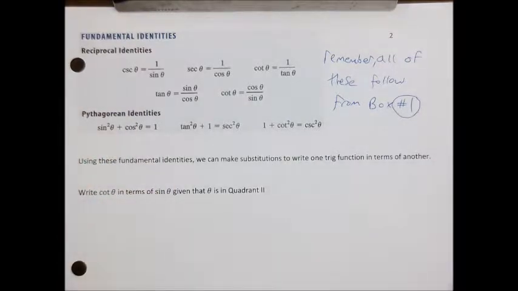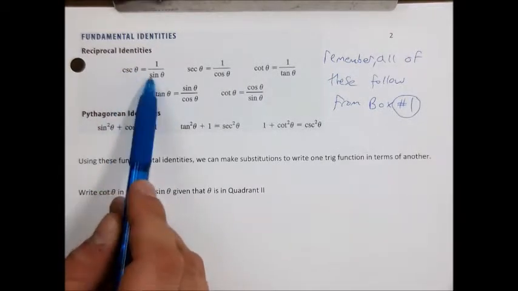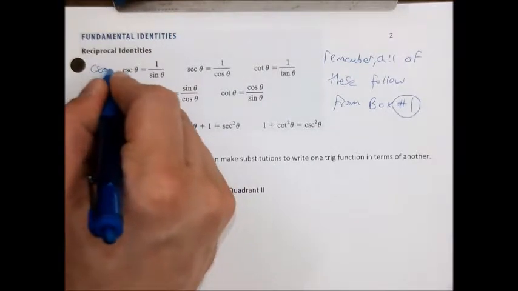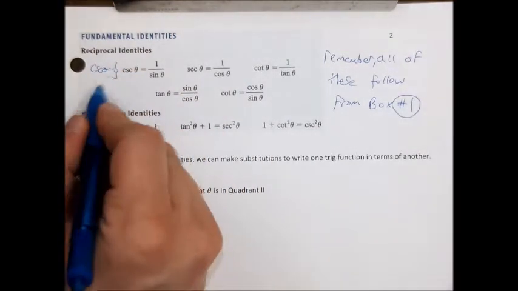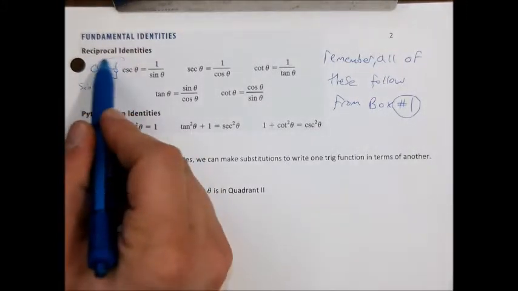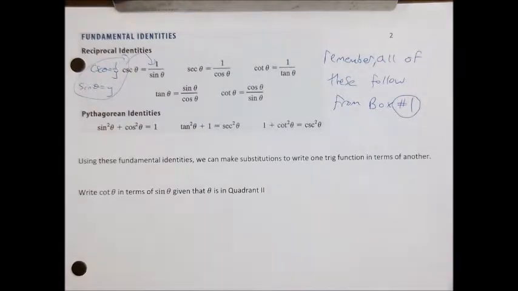because they're from box number 1. Just for example, why is it that cosecant equals 1 over sine? Well, that's because box number 1 tells us cosecant is 1 over y, and box number 1 also tells us that sine is y. And so if you combine those two things, it becomes this identity. So all these things just follow directly from box number 1, if you remember that.